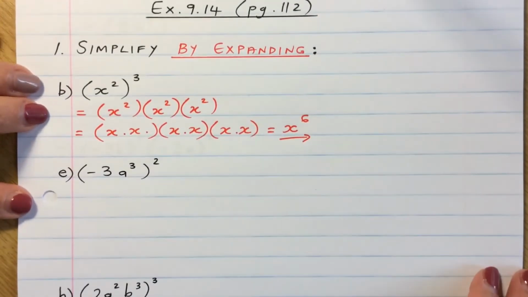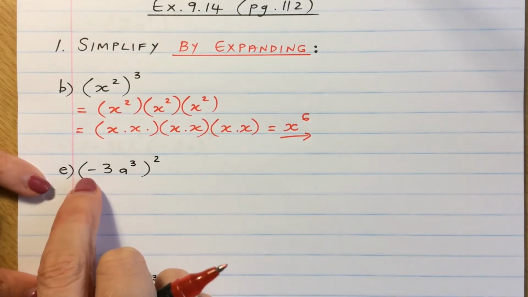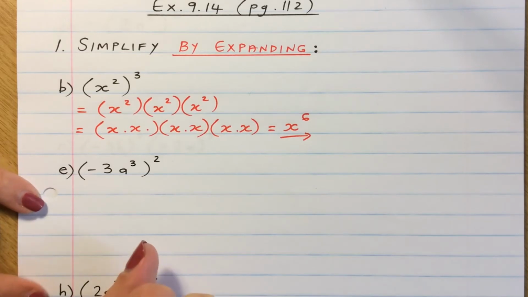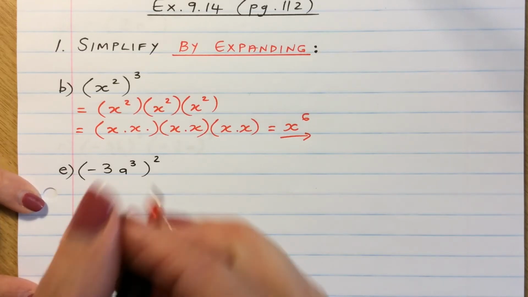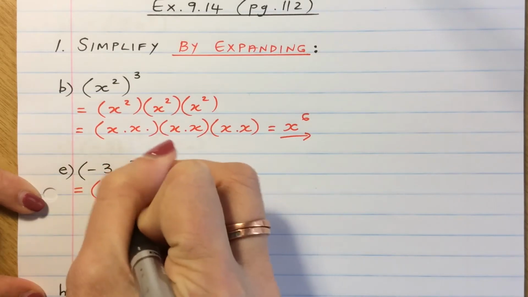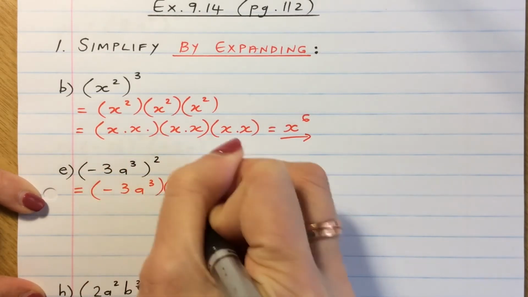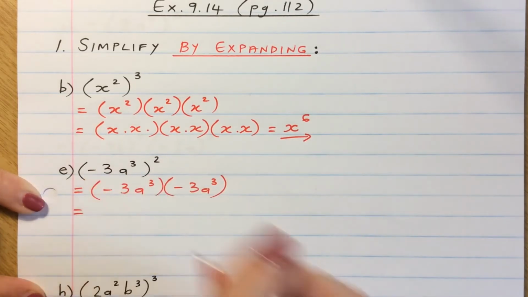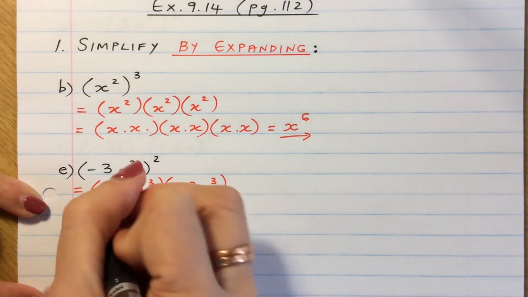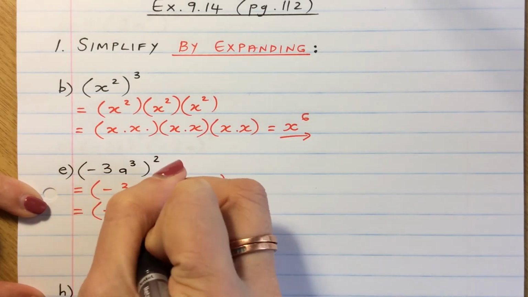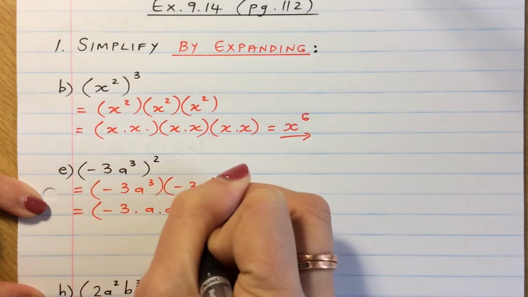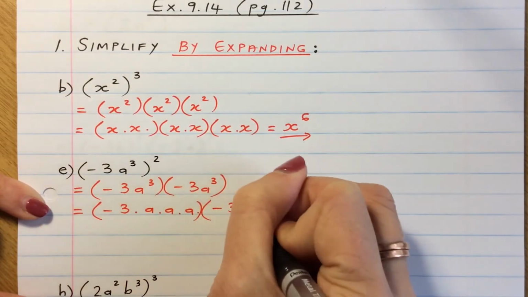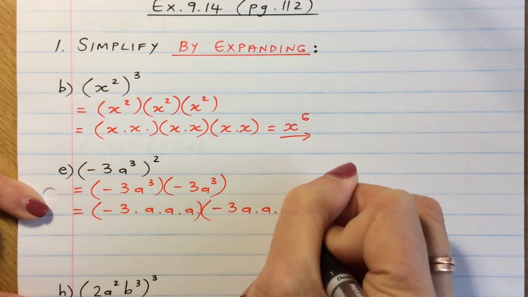All right, then we're going to move to question E. So question E says negative 3a cubed in brackets with a squared on the outside. So squared means times by itself, right? So the first thing I'm going to do is write the bracket out twice. Right, now we need to expand these a's. So I can see that I've got a negative 3, and then I've got a times a times a, and then I should have that all over again. So negative 3a times a times a.